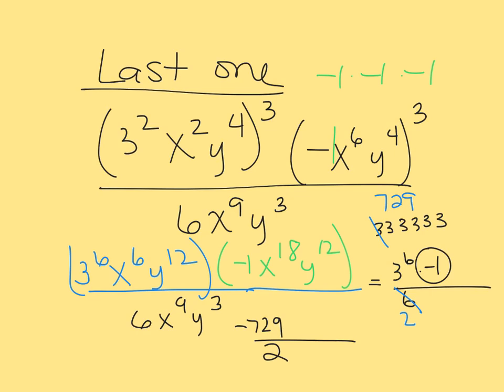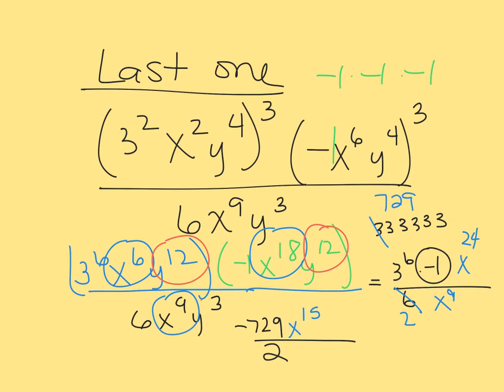All right, now we're ready to start working on the variables. So I have x to the 6th, I have x to the 18th, and I have x to the 9th. So x to the 6th and x to the 18th is going to give me x to the 24th over x to the 9th. Let's see what happens there. That becomes x to the 15th on the top. And then all I have left is my y's. So I have y to the 12th, y to the 12th, and y to the 3rd. So that gives me y to the 24th on top and y to the 3rd on the bottom. So that gives me y to the 21st on top.